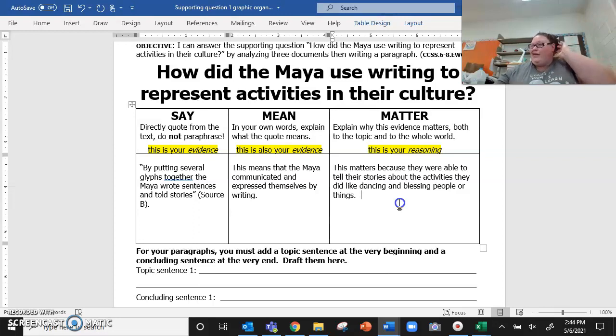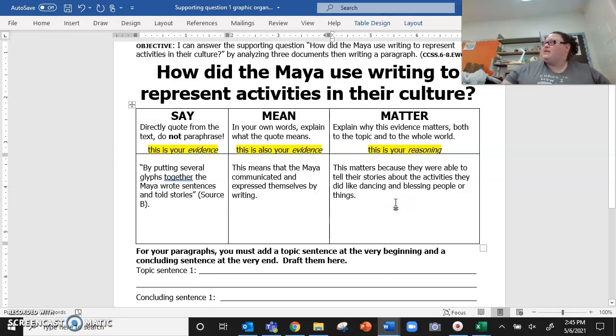I don't even know what it says, so I'm going to read it again. By putting several glyphs together, the Maya wrote sentences and told stories. This means that the Maya communicated and expressed themselves by writing. This matters because they were able to tell their stories about the activities they did, like dancing and blessing people or things. That is good, but we definitely do need something more, right?